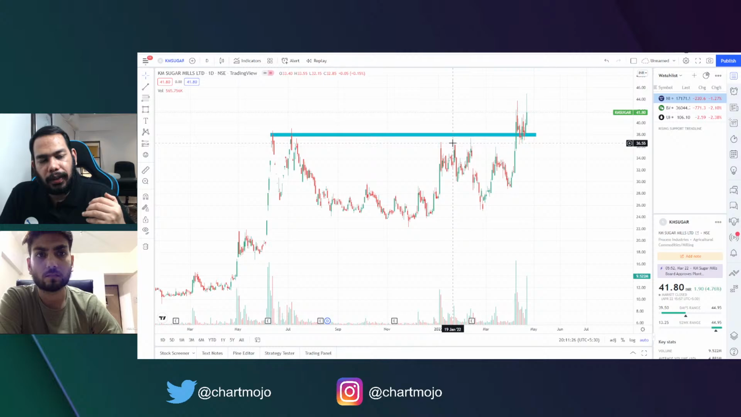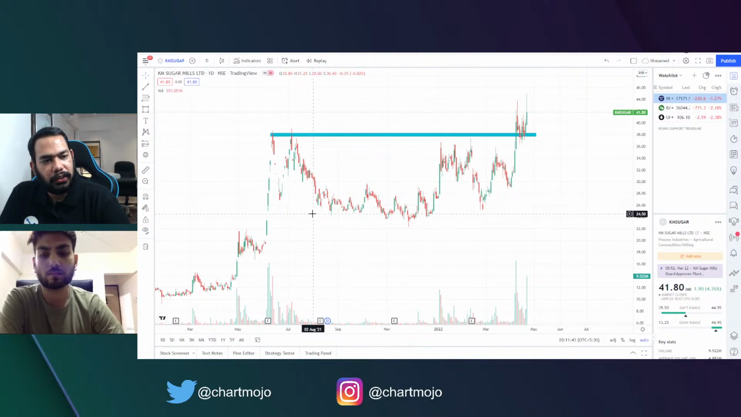You might find any other good counter in the sugar sector. If someone is holding, then just keep 36 as your SL. Get this stock to achieve its target, and the target from this rectangle construct will be around 40, somewhere around 50.